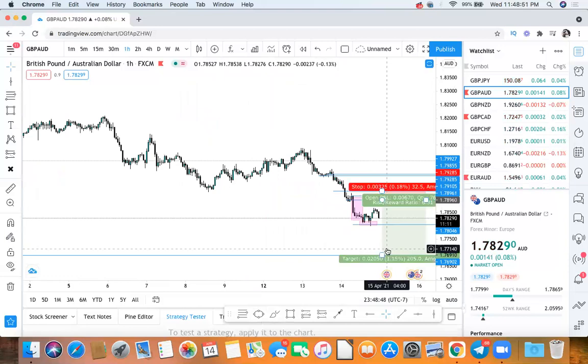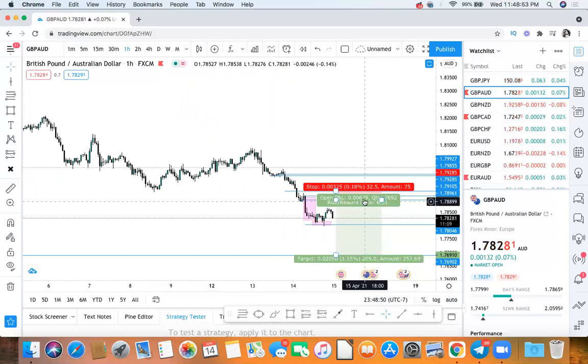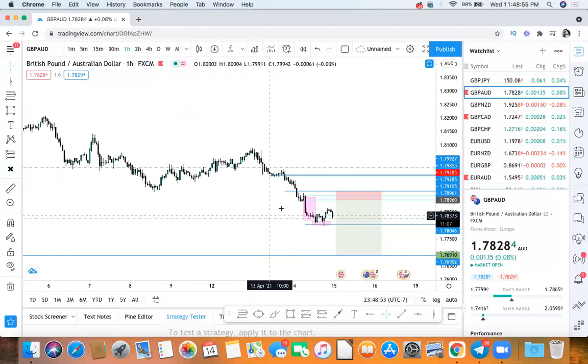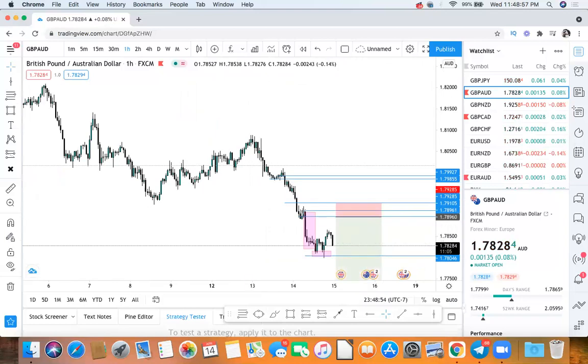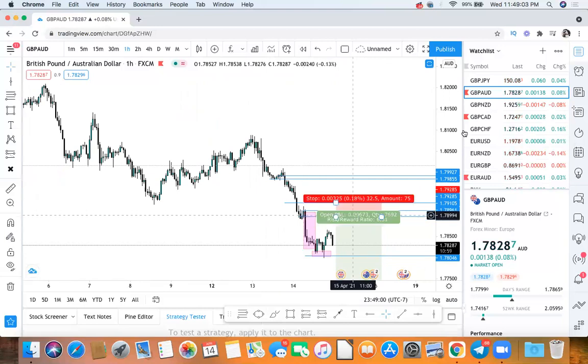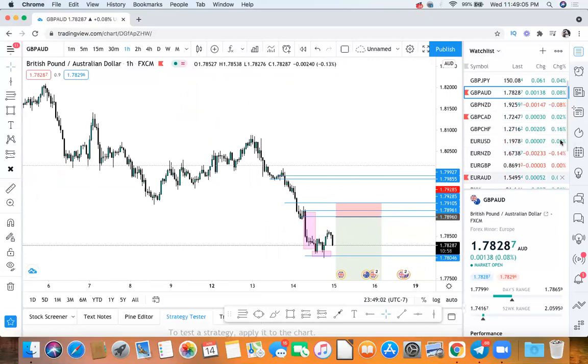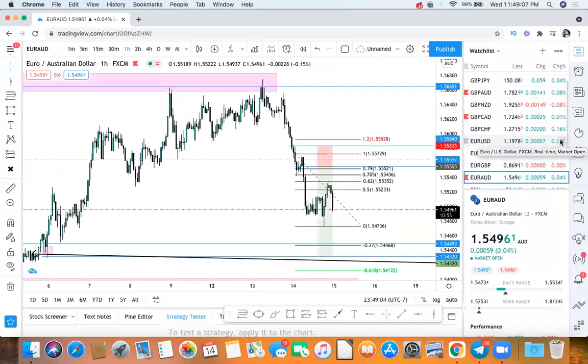Our second take profit, we have at 205 pips, to be risking 32 pips. My stop loss, as always, is going to be 10 to 15 pips above the commission price candle, which is above this last bullish candle. So there you have it, that's our sell limit. And then Euro AUD, we're kind of looking at the same situation here.